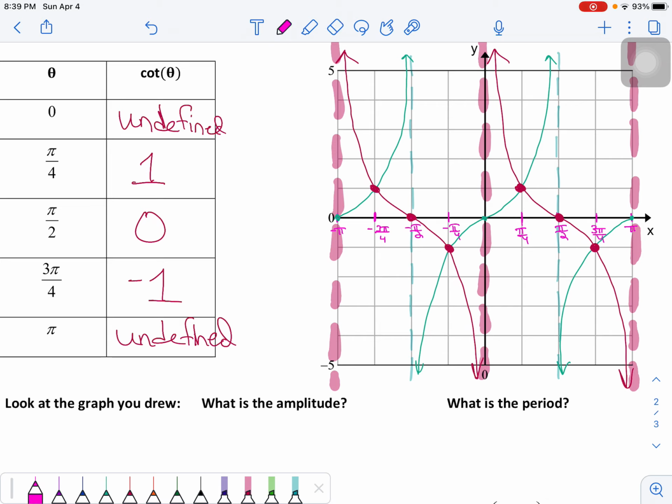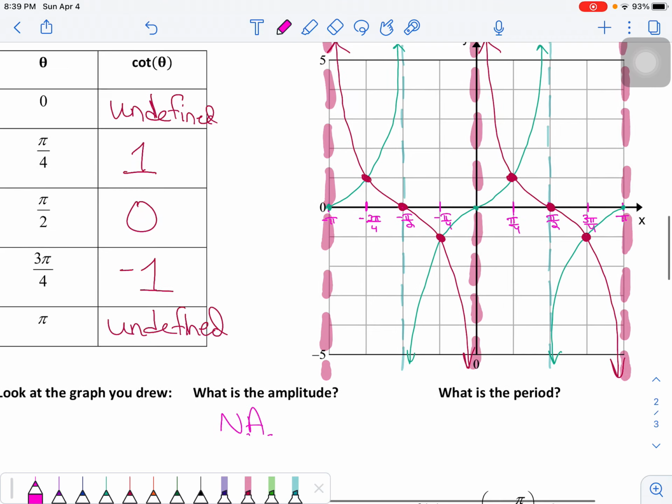Amplitude. Yeah, amplitude is not applicable. All right, NA, none. So after everything that we've done, we've graphed sine, cosine, cosecant, secant. Now we've got tangent and cotangent. Sine and cosine are the only ones that have an amplitude, because secant, cosecant, tangent, and cotangent, all four of them approach infinity, so amplitude doesn't apply.